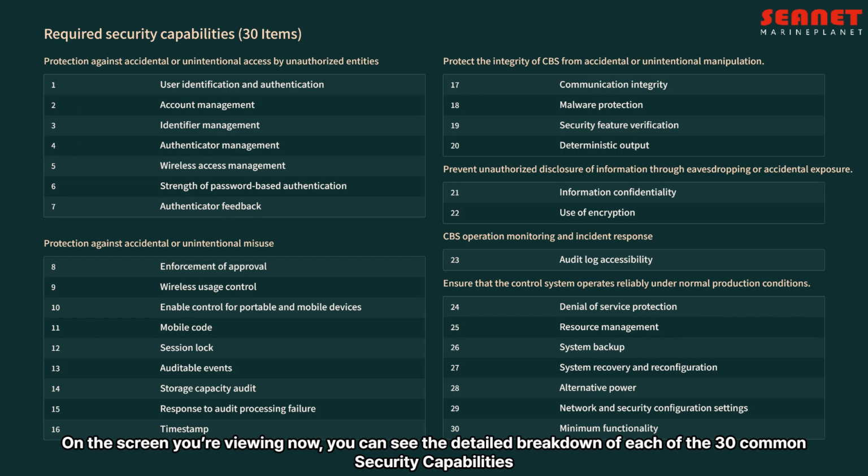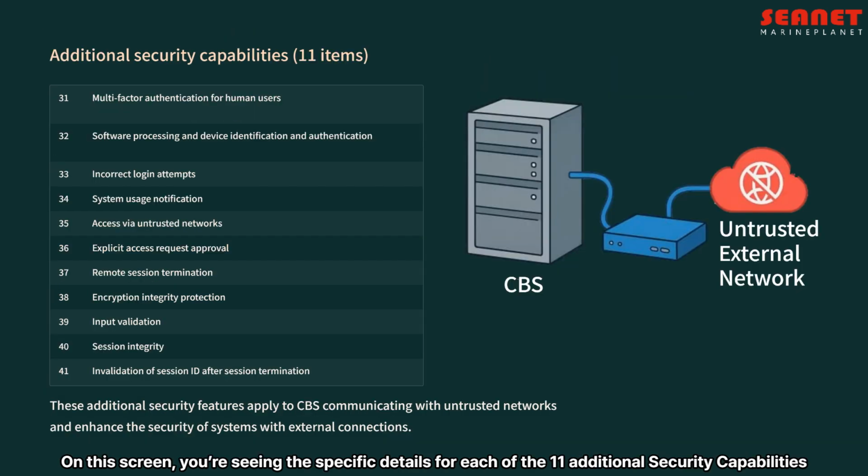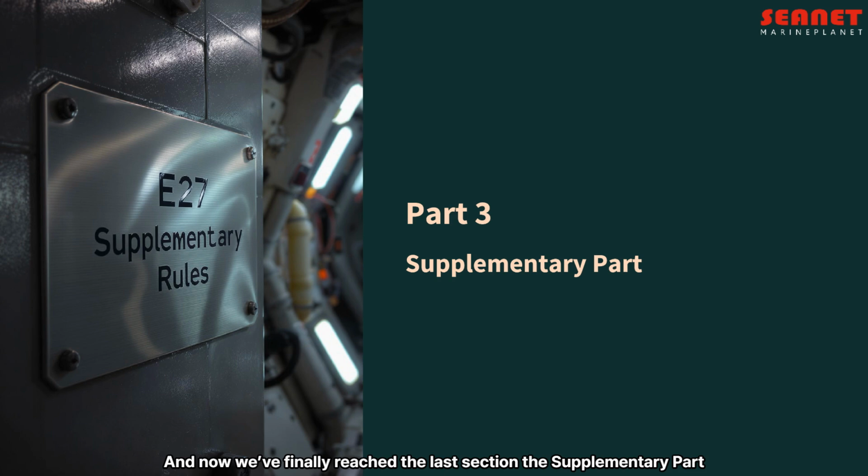On the screen you're viewing now, you can see the detailed breakdown of each of the 30 common security capabilities. On this screen, you're seeing the specific details for each of the 11 additional security capabilities. And now we've finally reached the last section, the supplementary part.